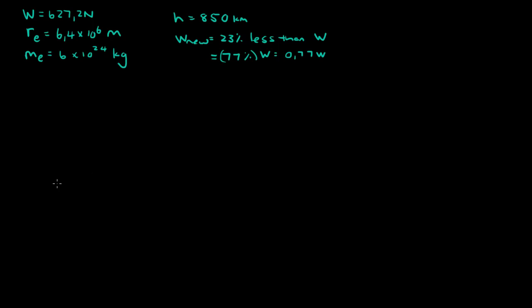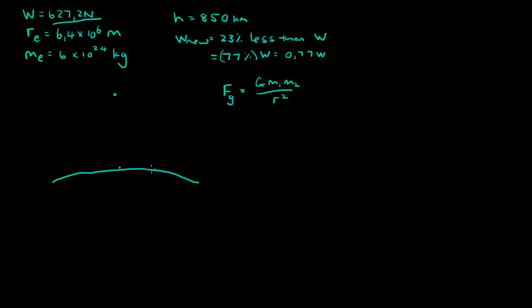So let's draw a picture first. So here's the Earth, right? Super big. And here is the satellite. And we know the weight of the satellite on the surface of the Earth is 627.2 newtons. Great. Now what we want to know is the weight of the satellite 850 kilometers above the surface of the Earth. Okay. And what is the formula for that weight? Well, Fg, the same as weight, is equal to G m1 m2 over r squared, straight out of your formula sheet. Okay.